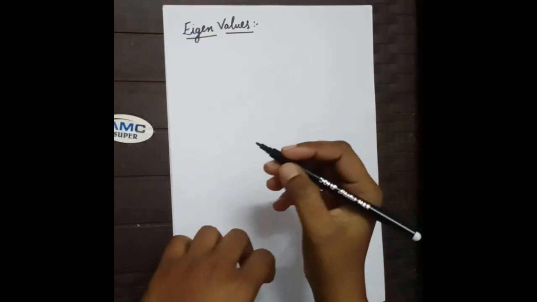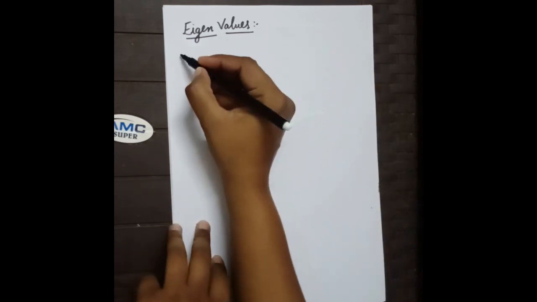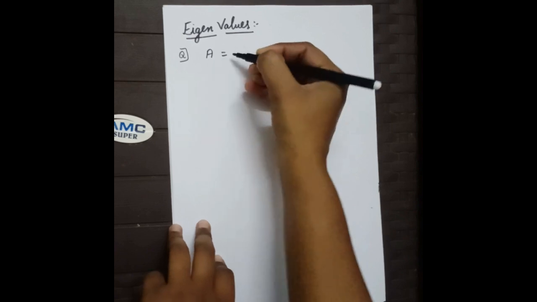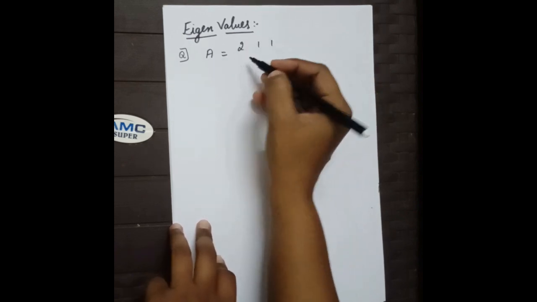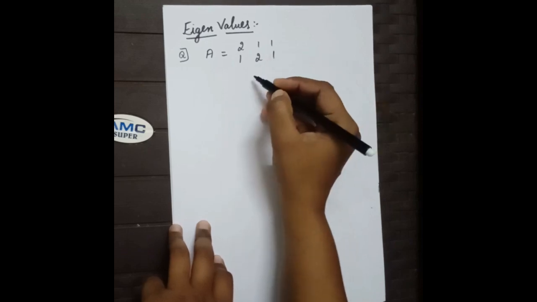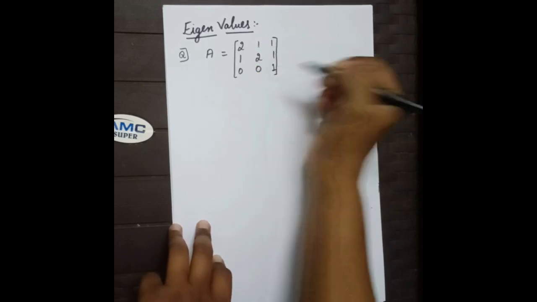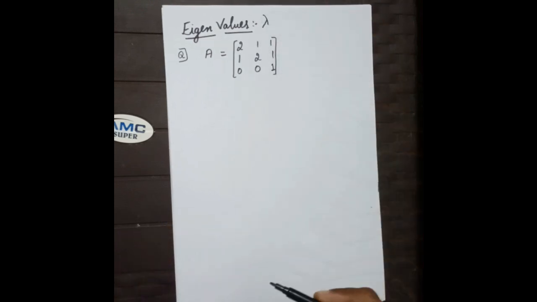So let's study eigenvalues once again. That is, let's try to solve another problem based on eigenvalues. Let's take a matrix A equal to [2, 1, 1; 1, 2, 1; 0, 0, 1]. So this is the matrix. Let's try to find the eigenvalues of this matrix.